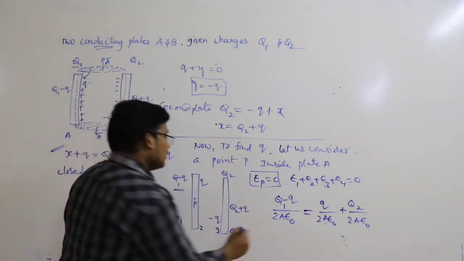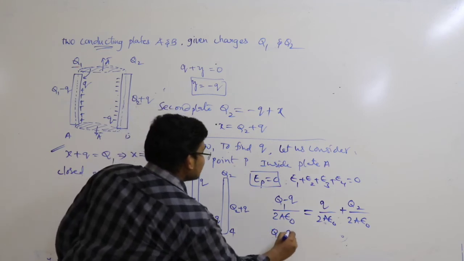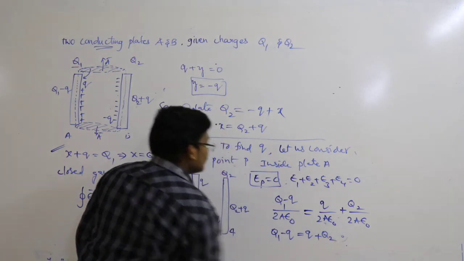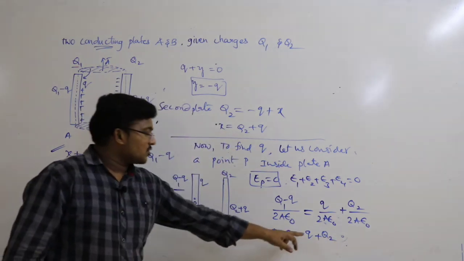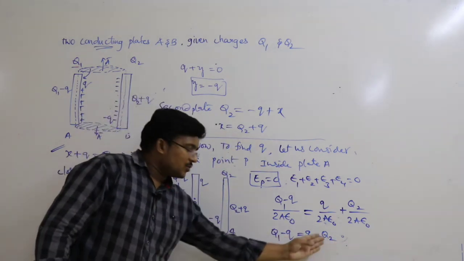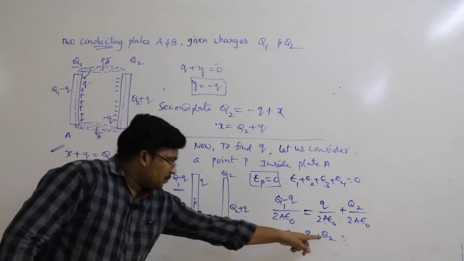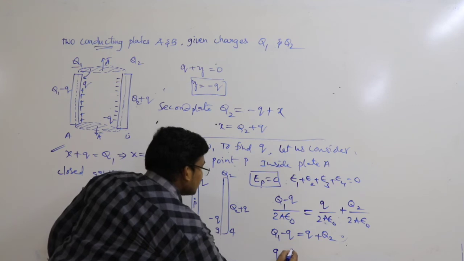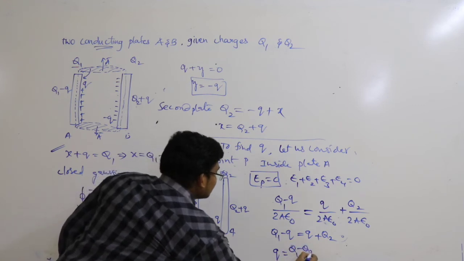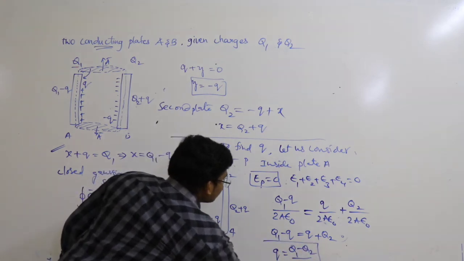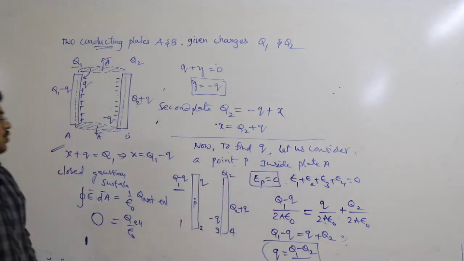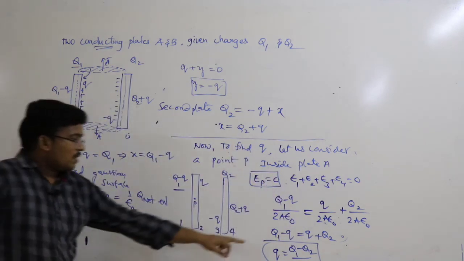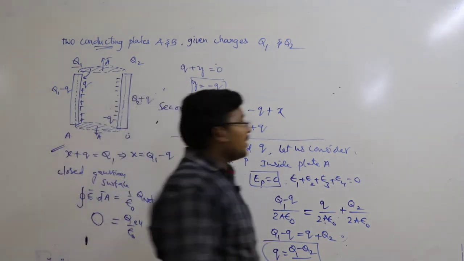Now I will get Q1 minus q is equal to small q plus Q2. Capital Q1 minus q is equal to small q plus Q2. I am sending q to that side, it becomes 2q, and bringing Q2 to this side. Now I will get small q value as Q1 minus Q2 by 2. Now what is the charge? Small q on the plate, Q1 minus Q2 by 2.